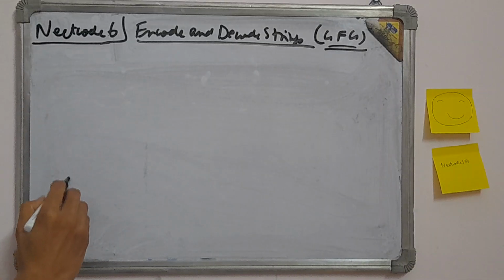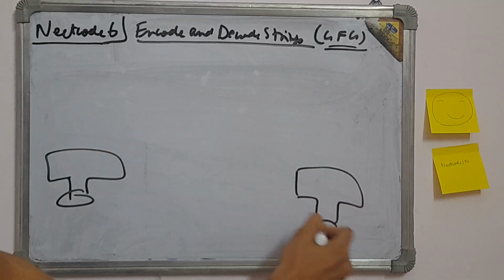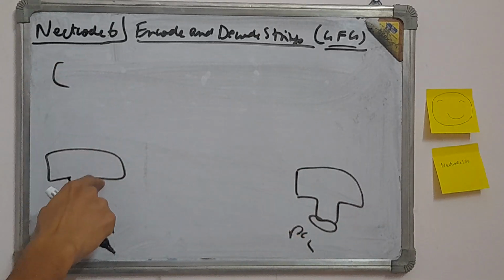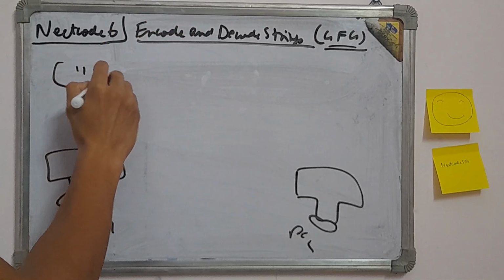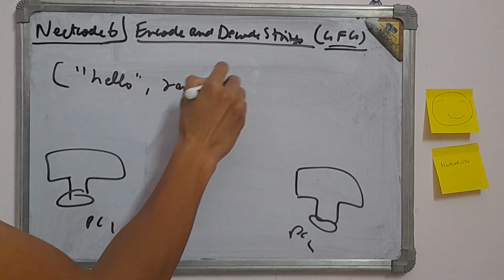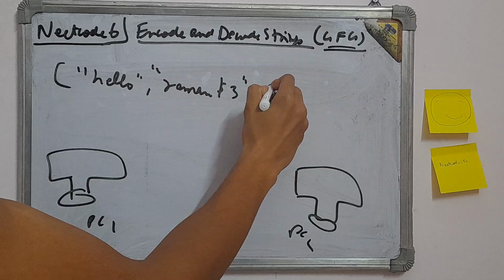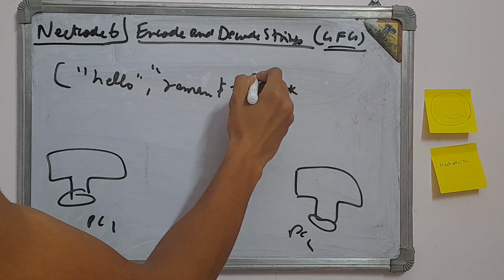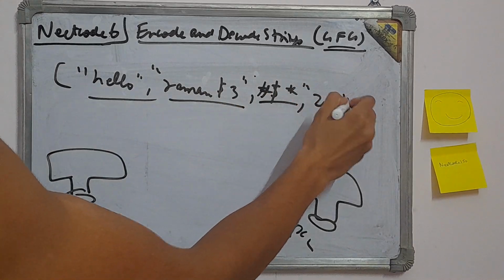We have a system. Let's say this is our system and this is our friend system, PC1 and PC2. So we have an array of strings on our system. Let's say random strings. So first will be hello, then Raman $3, then let's say dollar hash dollar and star, this is a string, and then let's say 27 as a string.